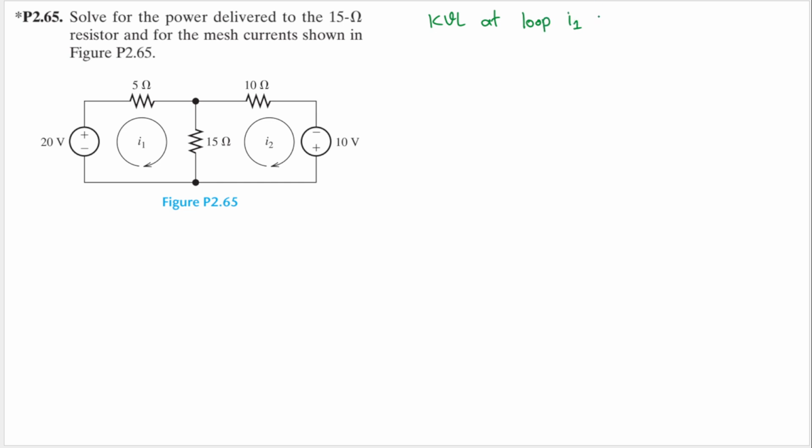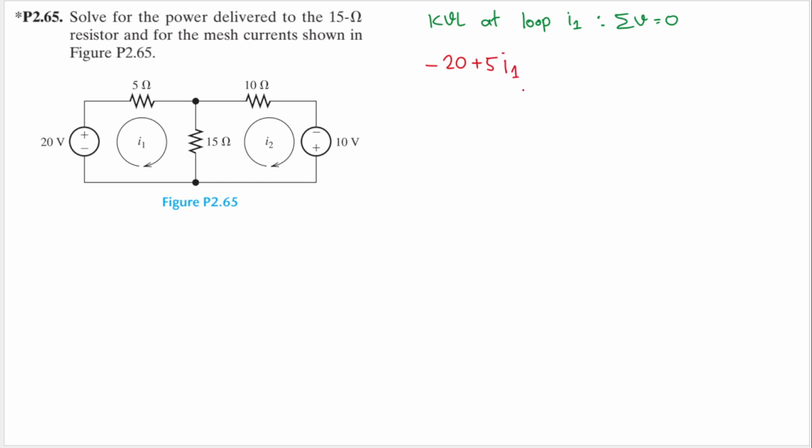KVL says that the sum of the voltages in a loop will equal 0. Let's start from this 20-volt voltage source. The current is flowing from the negative terminal to the positive terminal, so the sign will be negative. So I will have minus 20 here. And then plus, we have this 5 ohm resistor. We are working on I1. The only current that passes through this 5 ohm resistor is I1.